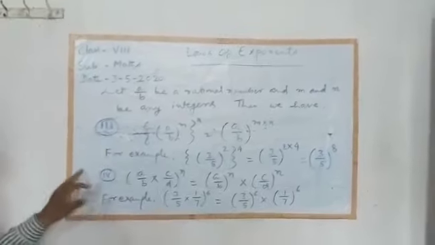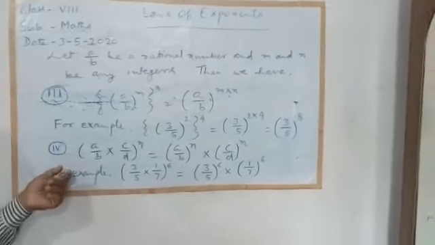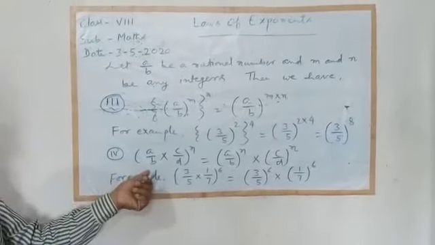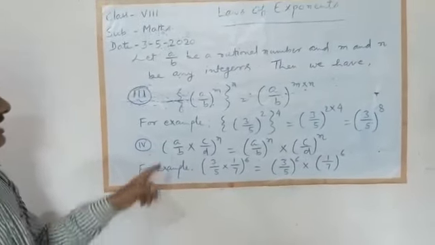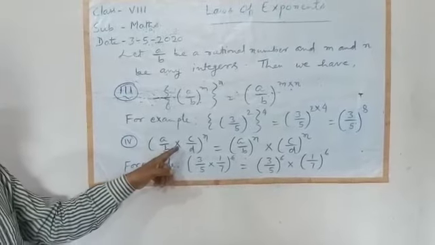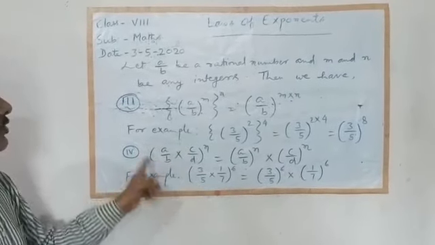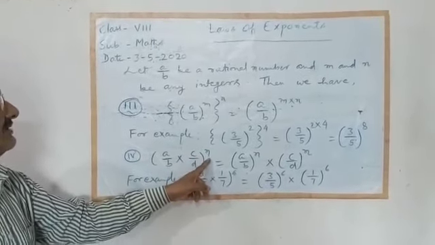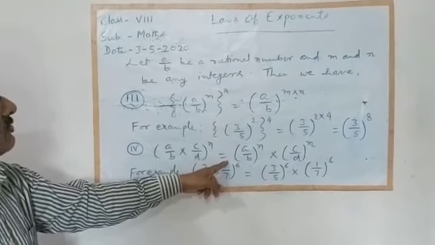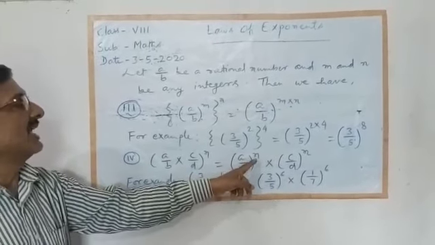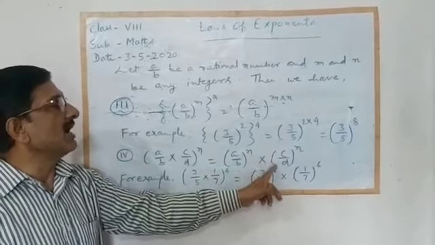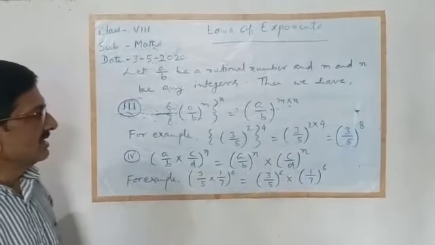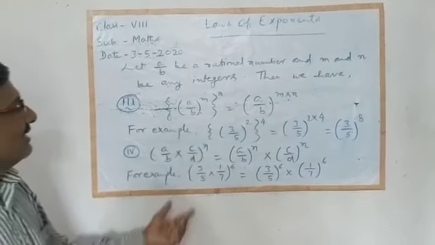And in the fourth law we are discussing different rational numbers having the same integral power. Here (a/b) multiplied by (c/d) and whole having the power n, that will be equal to (a/b)^n multiplied by (c/d)^n. In this way we can solve.